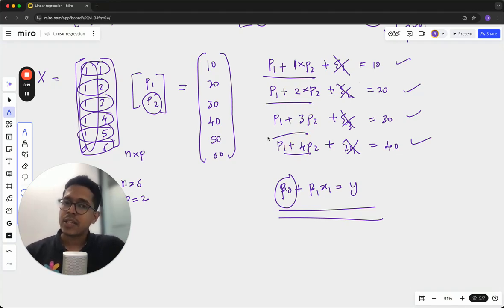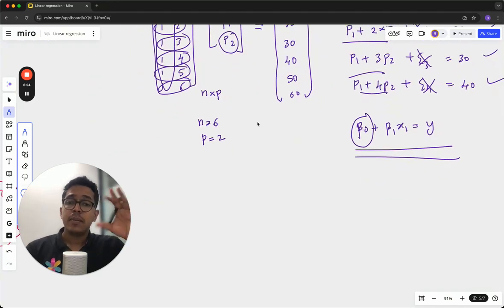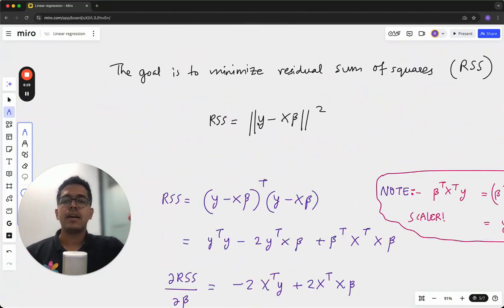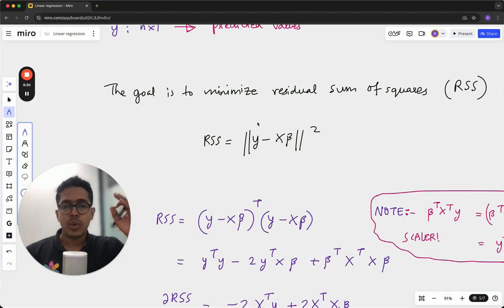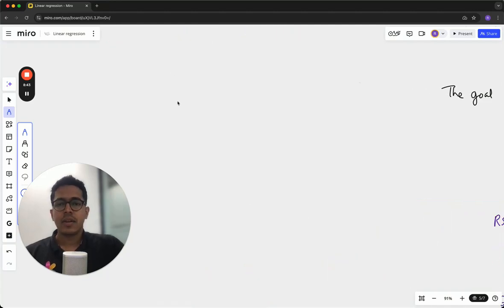So what can we actually do if we want to find the best possible line? What is the best possible line, by the way? The best possible line is something that reduces the error to a minimum. And in this particular case, what is the error? We can denote error by something called the residual sum of squares. Residual sum of squares is not at all a scary term. It's fairly straightforward.